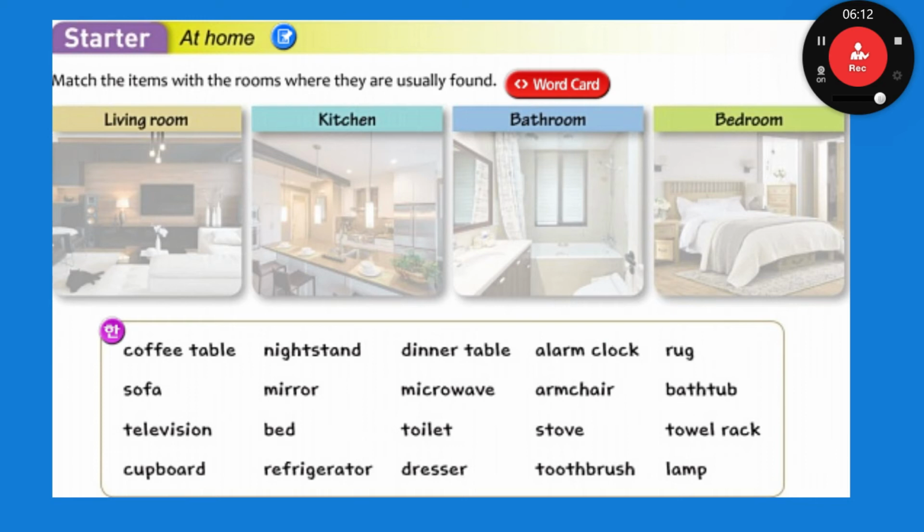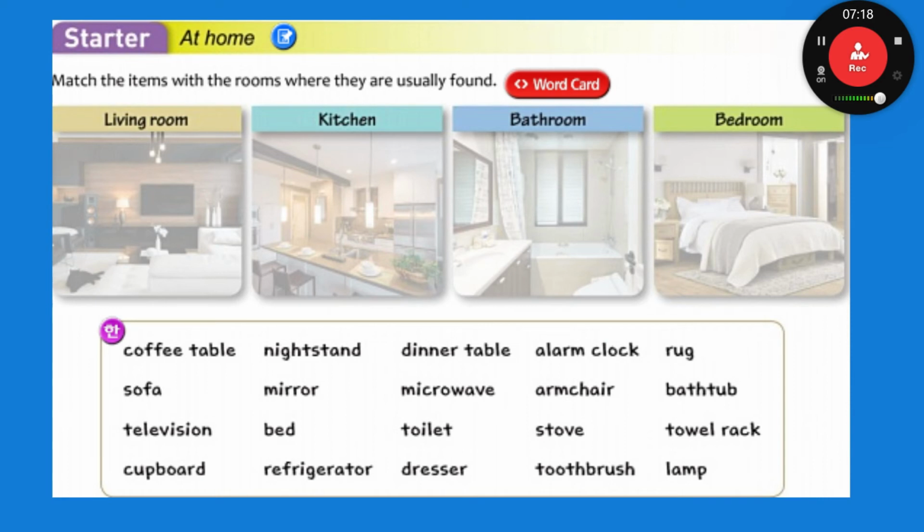Coffee table. Sofa. Television. Cupboard. Nightstand. Mirror. Bed. Refrigerator. Dinner table. Microwave. Toilet. Dresser. Alarm clock. Armchair. Stove. Toothbrush. Rug. Bathtub.